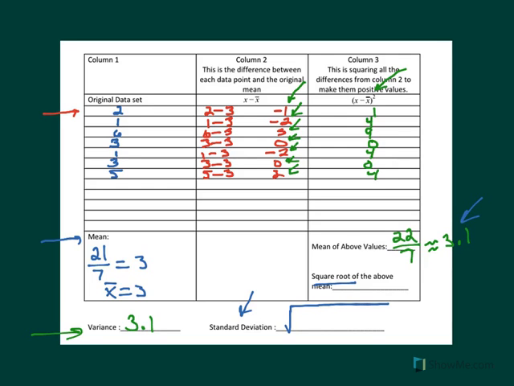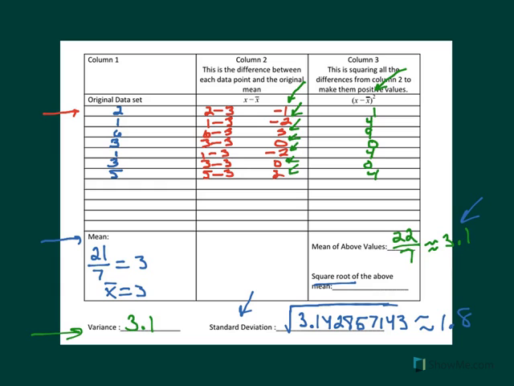So for example, if you had the 22 over 7, hanging on to more decimal places, it was 3.14228571 43. And if you square root that, you should get approximately 1.8.